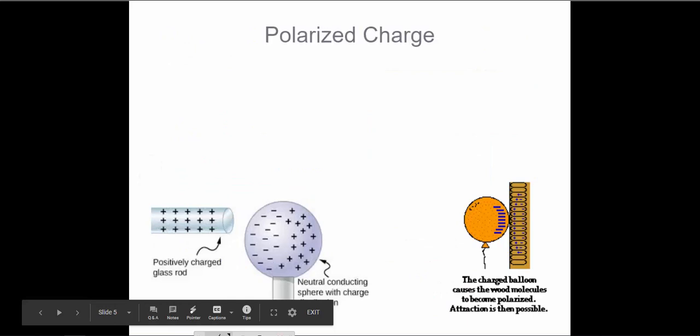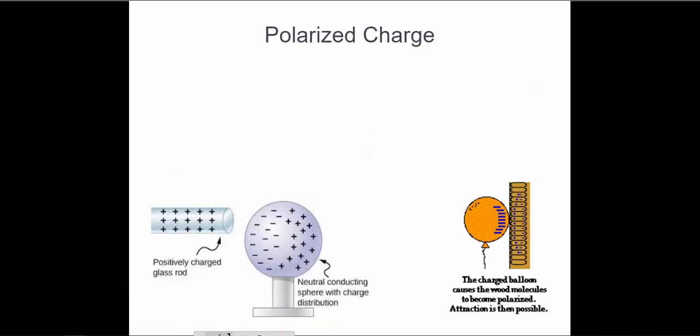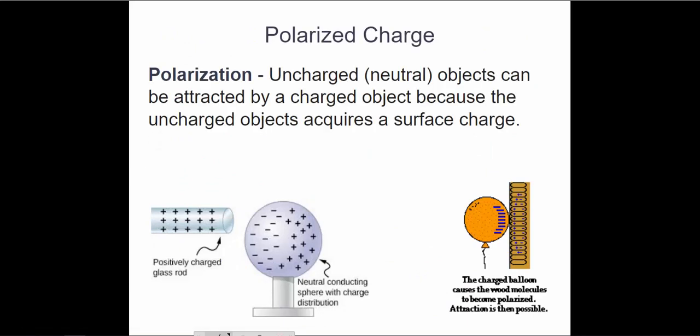Okay. So here, this is talking about that polarization that we mentioned earlier. Polarization is where you have an uncharged or neutral object that polarizes because you end up with a charge on one side of it. So here, you can see that I have a positively charged rod and it attracts the negative, but this sphere is still neutral, right? It's just polarized. Now, this is what happens in a conductor. Over here, this is more like what happens in an insulator.